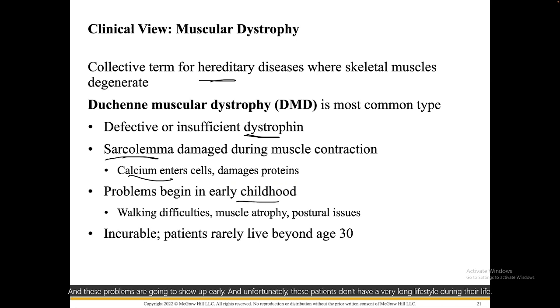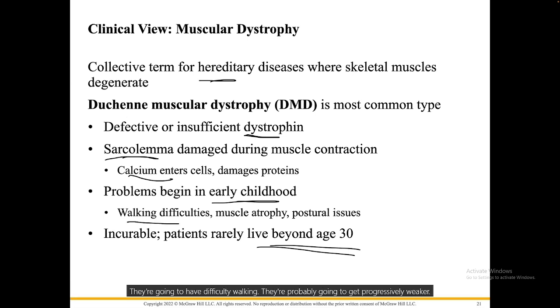And these problems are going to show up early, and unfortunately, these patients don't have a very long lifespan. During their life, they're going to have difficulty walking. They're probably going to get progressively weaker. Atrophy means the muscle is wasting away, and they're probably going to have postural issues where they literally can't hold their body erect, especially not for a long period of time.